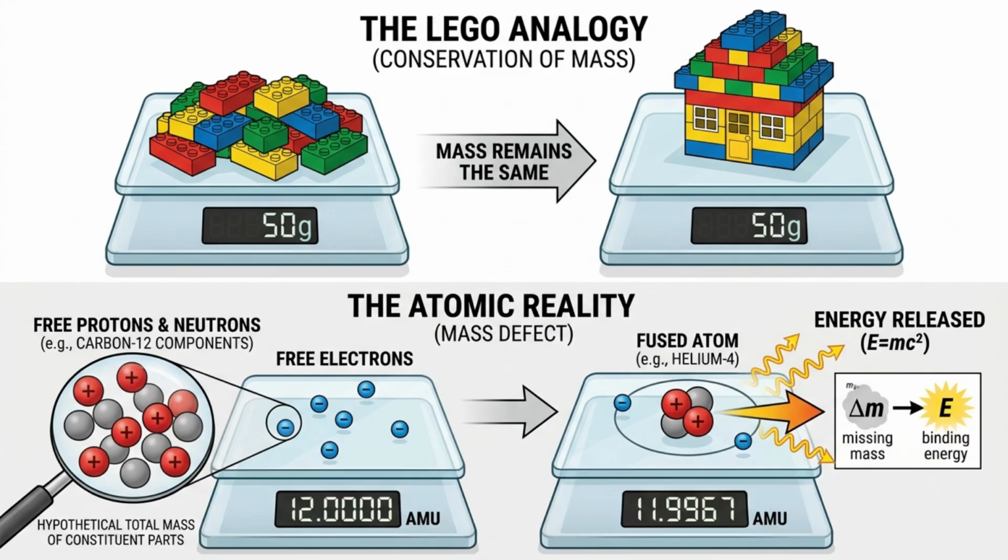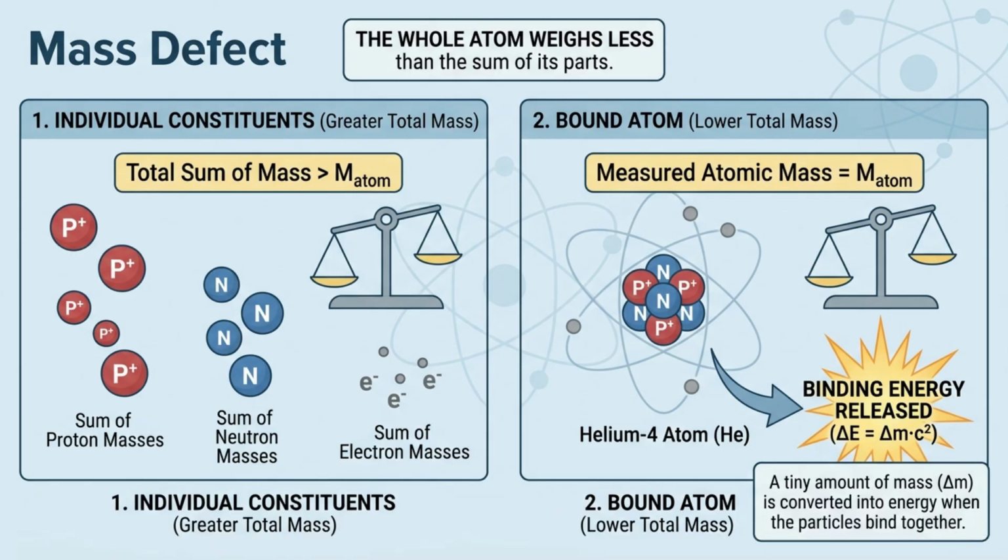Imagine you build a Lego house with 20 blocks. The finished house weighs the same as the 20 loose blocks. That's normal, but atoms are different. A finished atom weighs less than the parts used to build it. The whole literally weighs less than the sum of its parts.